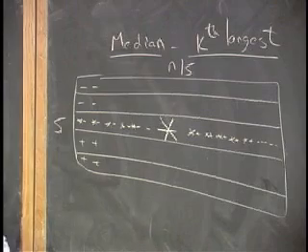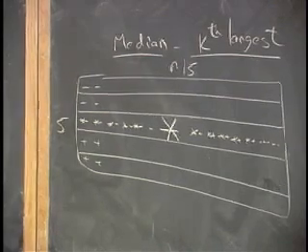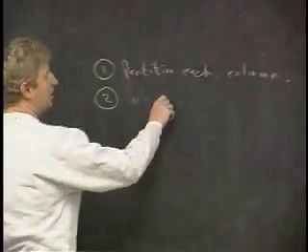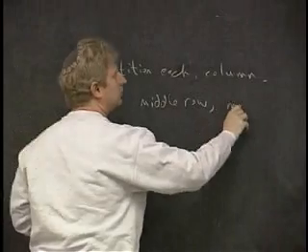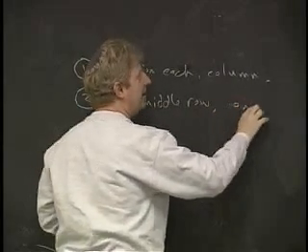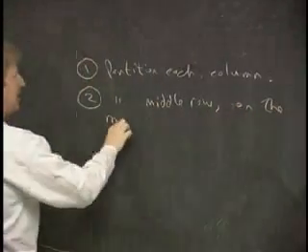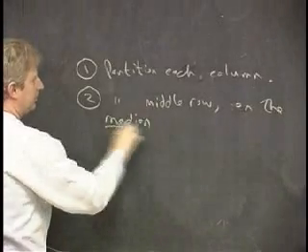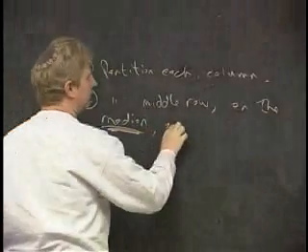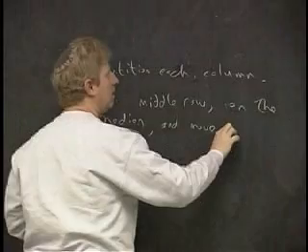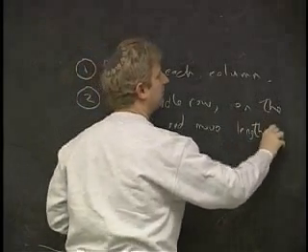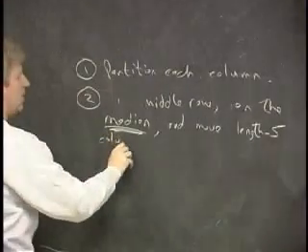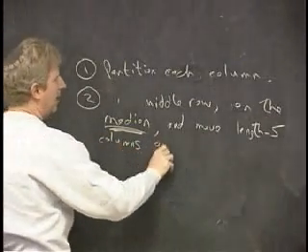Okay, let me stop for a second. Are there questions so far? Let's write that down as step 2. Partition the middle row on the median and move the length 5 columns around appropriately.